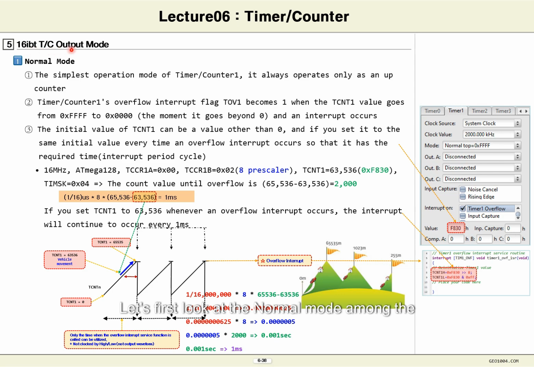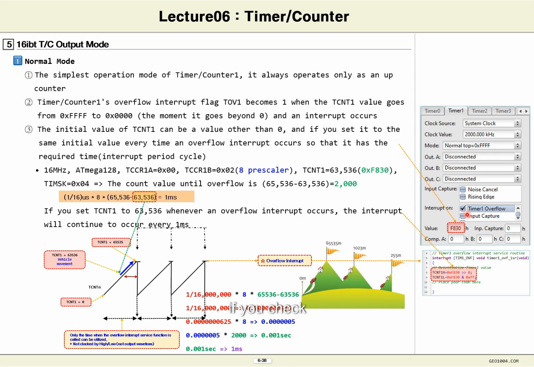Let's first look at the normal mode among the output modes of the 16-bit timer counter. Normal mode is the simplest mode for the timer count 1 as it always operates as an up counter. An overflow of timer counter 1 occurs when the TOV flag is set, when the TCNT1 value changes from 0xFFFF to 0x0000, and an interrupt occurs.